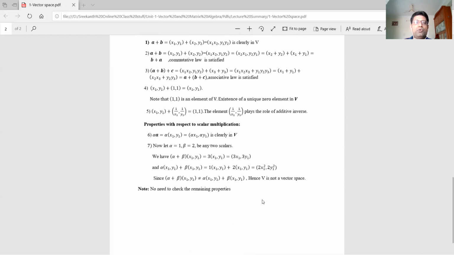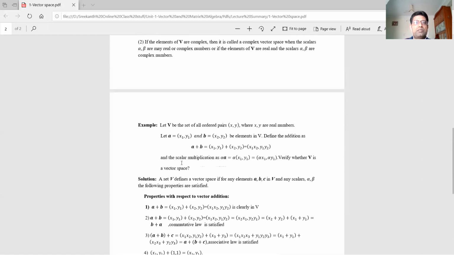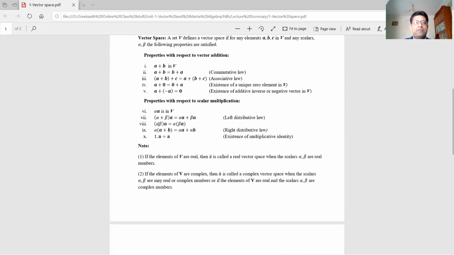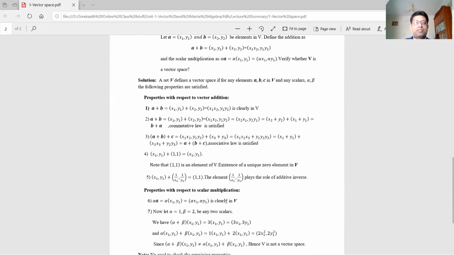Now we'll focus on scalar multiplication. Alpha A. You take alpha as any scalar and A as any ordered pair. If you multiply, whatever elements you get are once again real numbers. Therefore, 100% it is satisfying here. Now coming to the seventh one. What is the seventh property? You have seen it already. Alpha plus beta into A must be equal to alpha A plus beta A. That means it is the left distributive law. Now we check whether it is satisfying or not.